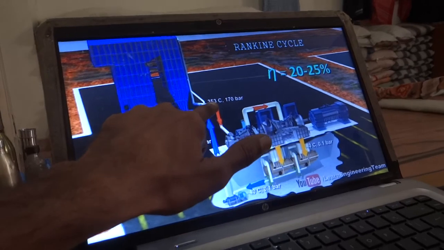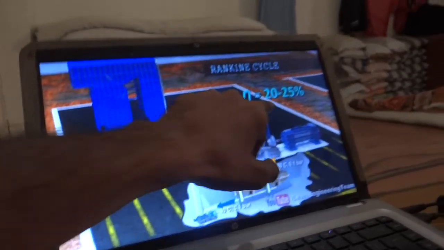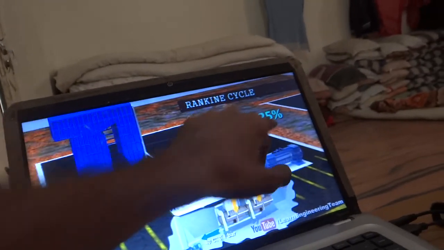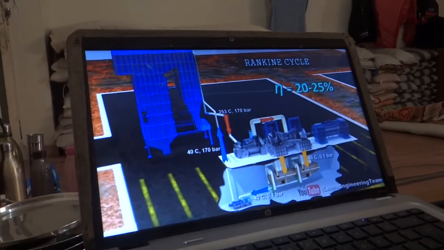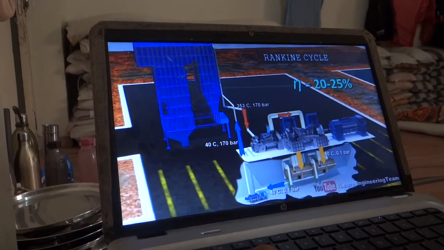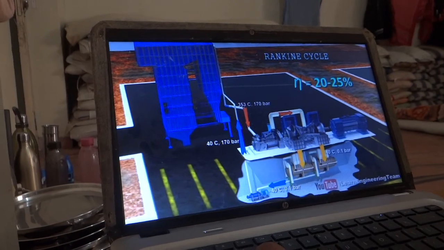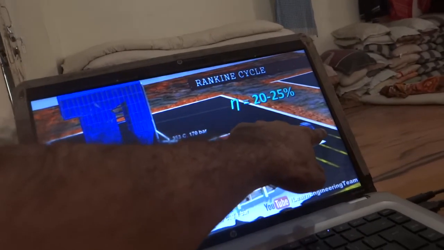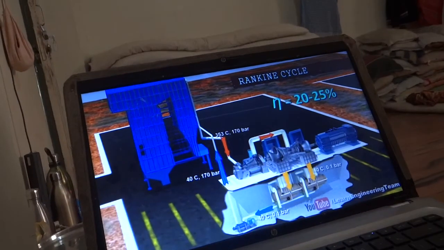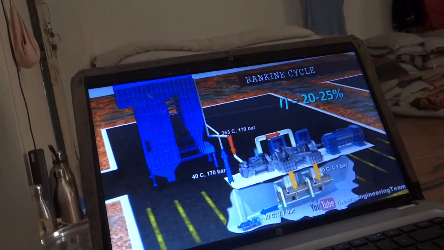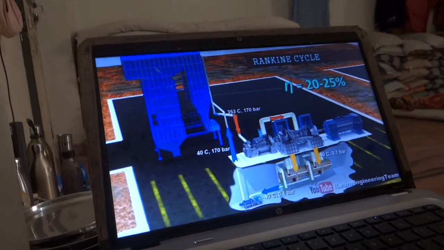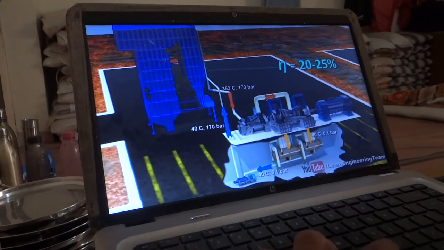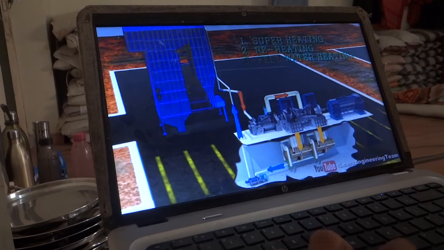Here the temperature of the steam is not very high. So it has about 20 to 25% efficiency. That means if you burn coal which is giving you 100 units of energy, then the electricity you get will be 20 or 25 units of energy. That's 25% efficiency. We can increase the performance of the power plant considerably with the help of a few simple techniques.